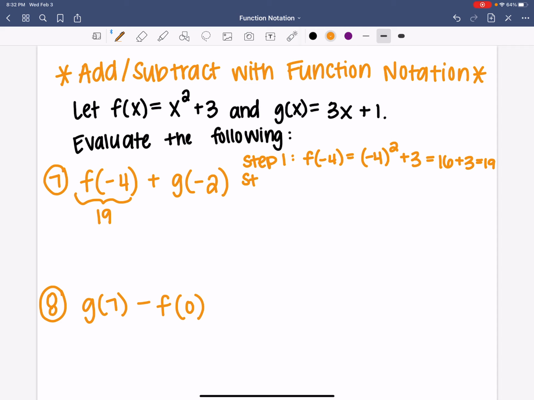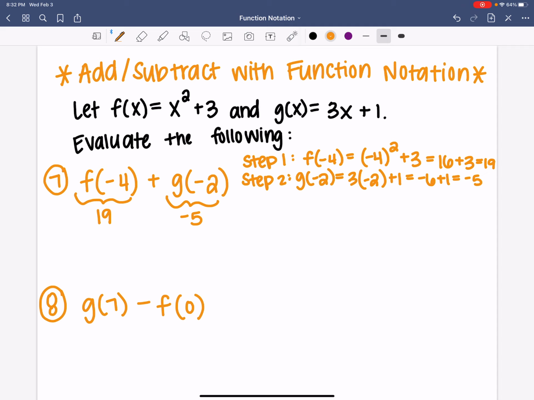Now in step 2, we need to find g of -2. So for g of x, I'm going to plug in -2 for x. So 3 times -2 plus 1. 3 times -2 is -6, plus 1 is -5. So g of -2 is -5.